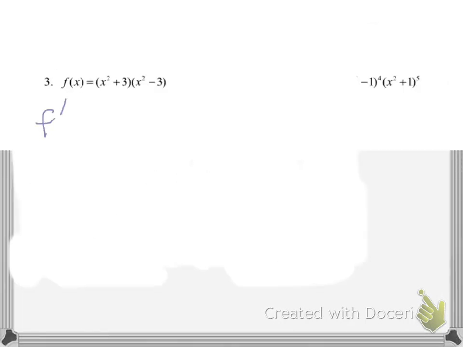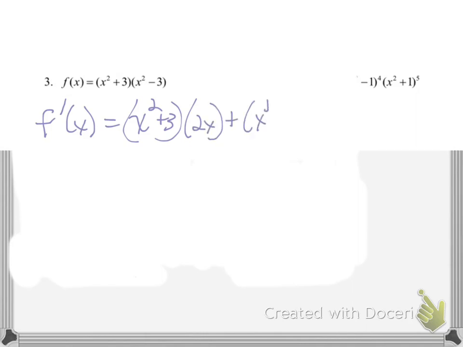Okay, so f prime of x is going to equal left d right plus right d left. Okay, that's not bad.